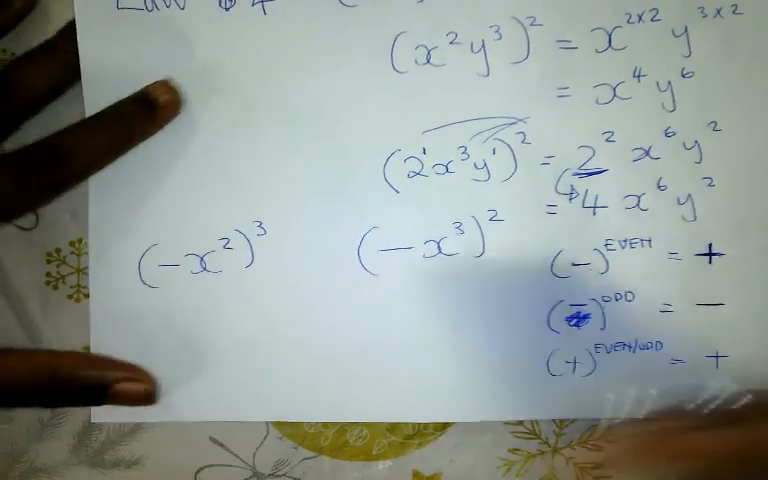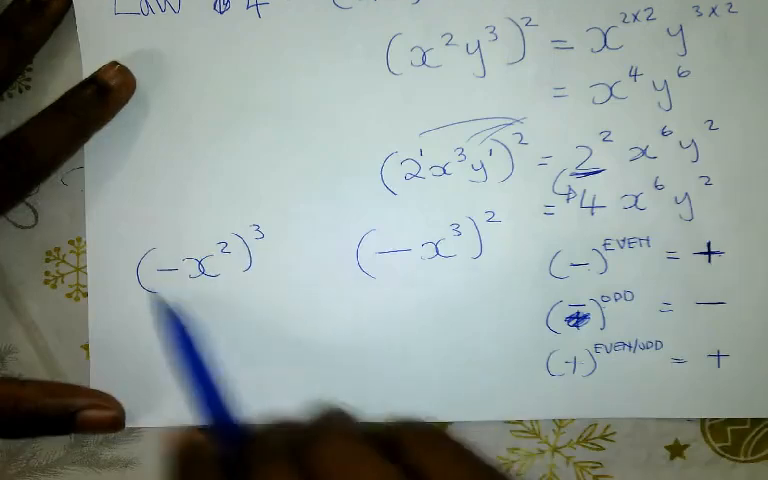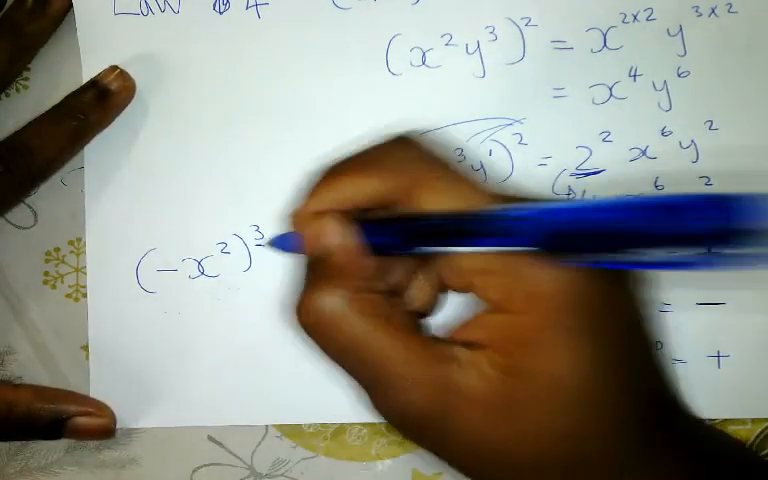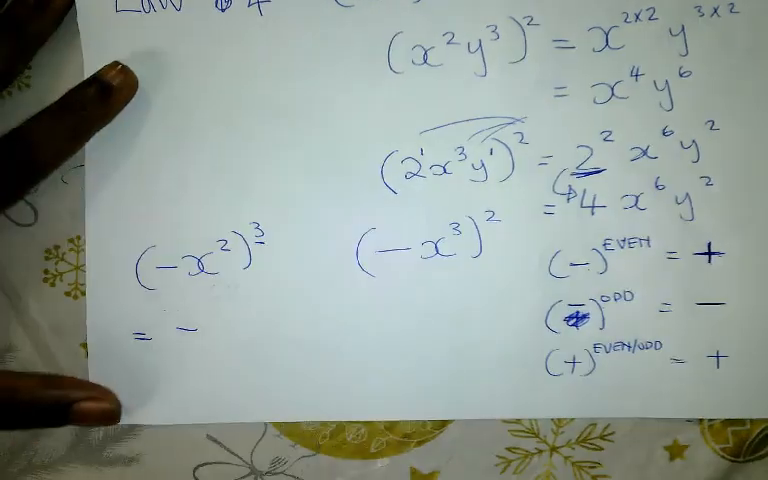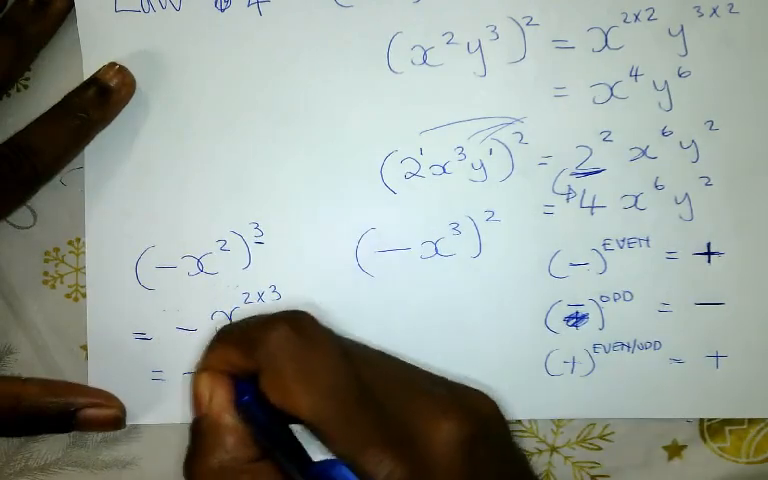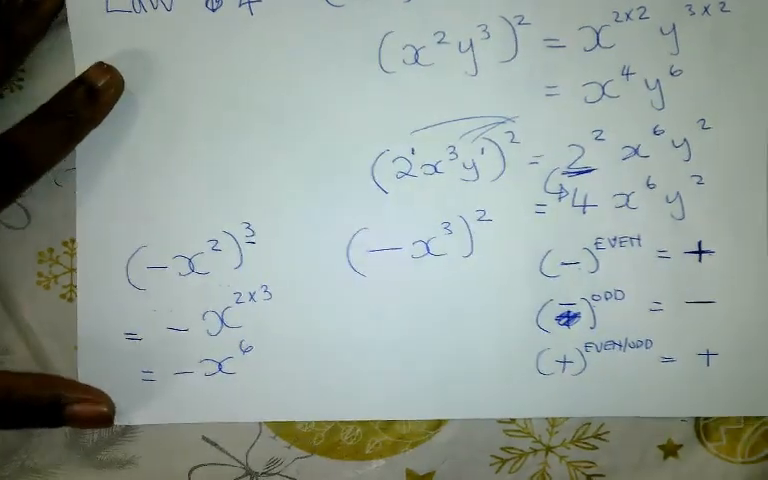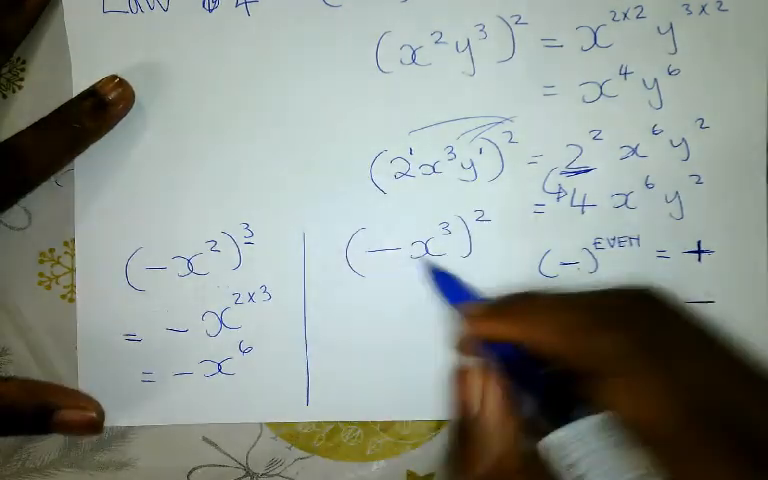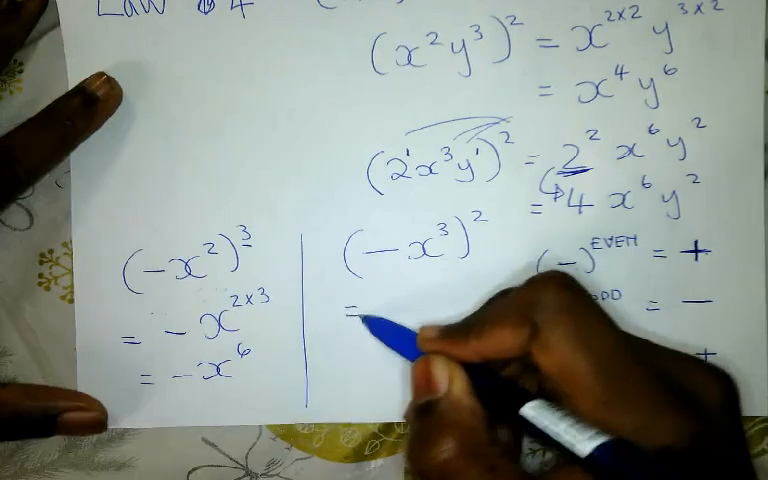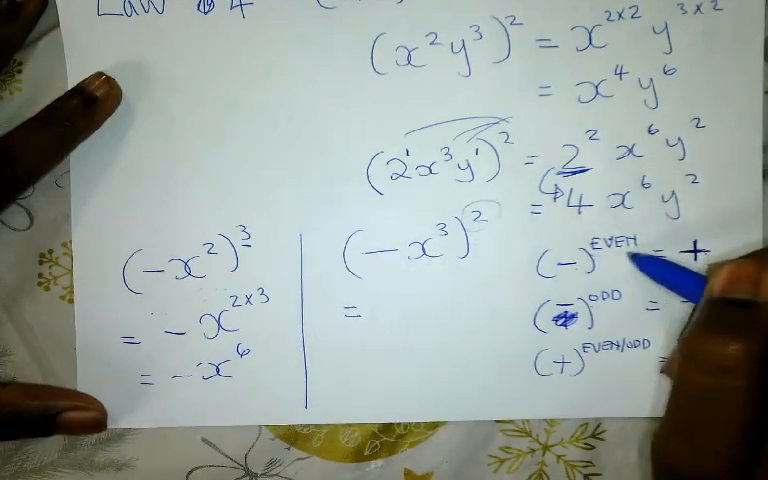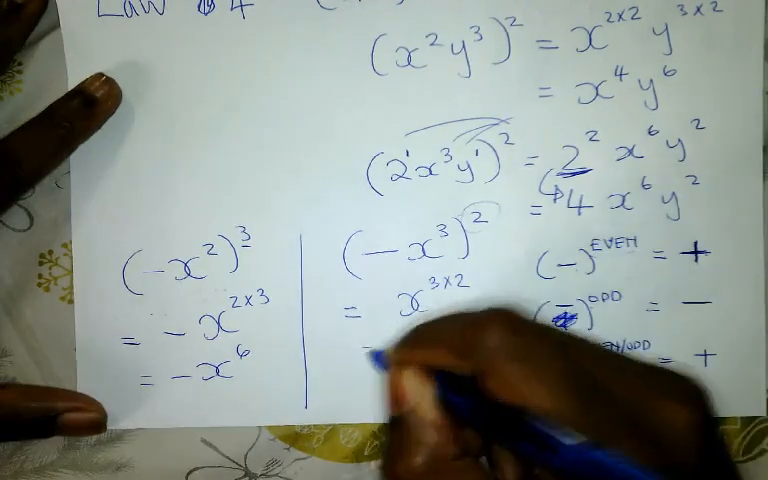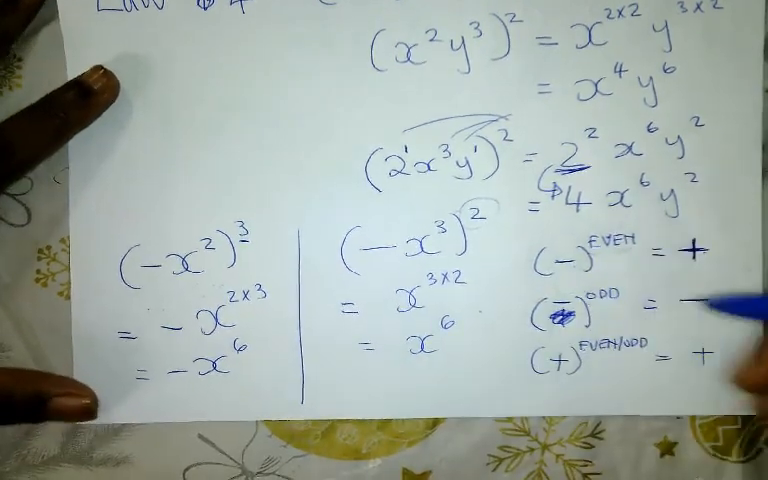So for this one, already we know the sign for this answer, because this is an odd number. The answer is going to be a negative. And then we multiply. 2 multiplied by 3, our answer is 6. And then here, the answer is going to be a positive because of an even number. And then we multiply. Bracket means multiply. So 3 multiplied by 2, the answer is what? 6.